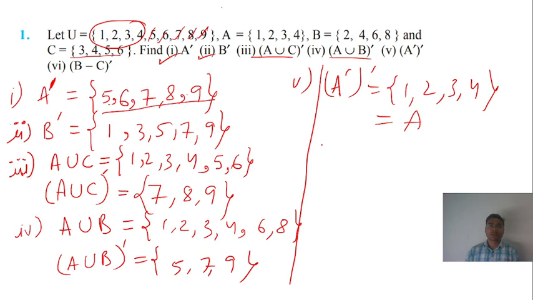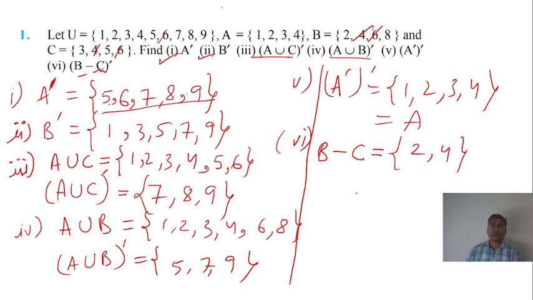We are done with the fifth part. Now we will have to do the sixth part. Sixth part is saying B minus C whole complement. So first we will find B difference C. So what is B difference C? B difference C is removing set C from B. Okay, so what C and B have in common is 6. So 6 is removed. What is left in the set B is B difference C, so 2 and 4. But we actually do not have to find B difference C.